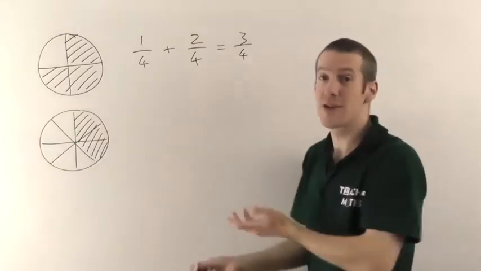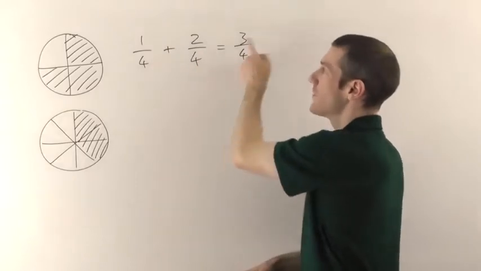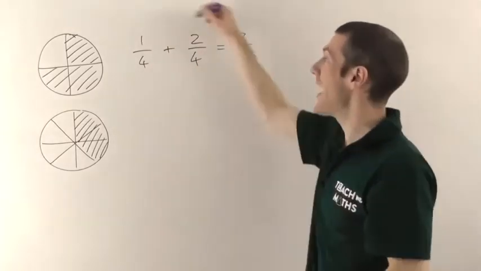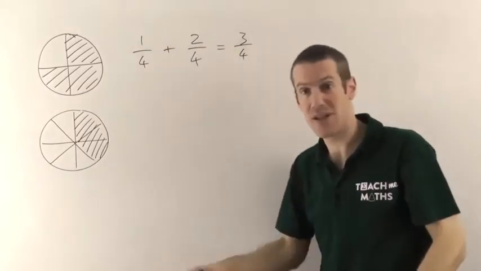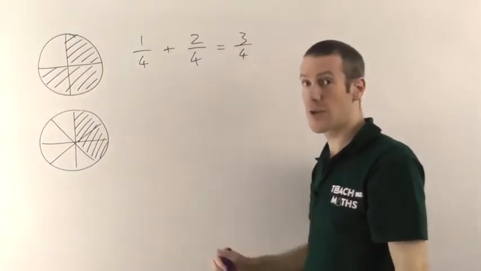And it doesn't really matter what the number on the bottom is, as long as it's the same. If you've got 1 of these things plus 2 of them, then you're going to end up with 3 of them. So you add the tops, or when you're subtracting you subtract the tops, but the number on the bottom never changes. Let me show you quickly with subtraction.